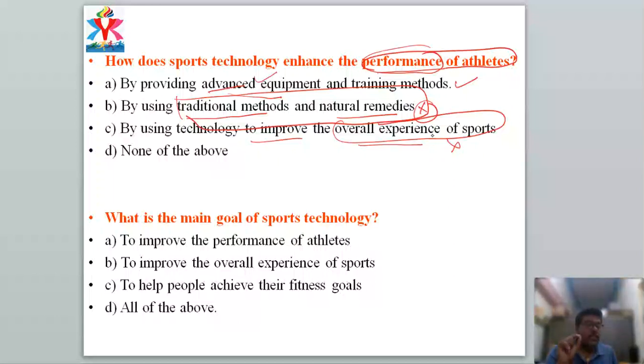So this context is different. So when compared to this question, how does sports technology enhance the performance of athletes? The technology definitely would help by providing advanced equipment and training methods. So that is the most important factor when compared to the other B and C options. And D, none of the above, is also a wrong option. So the correct option is A, by providing advanced equipment and training methods. Training methods or training regimens, they will use some kind of synonyms.